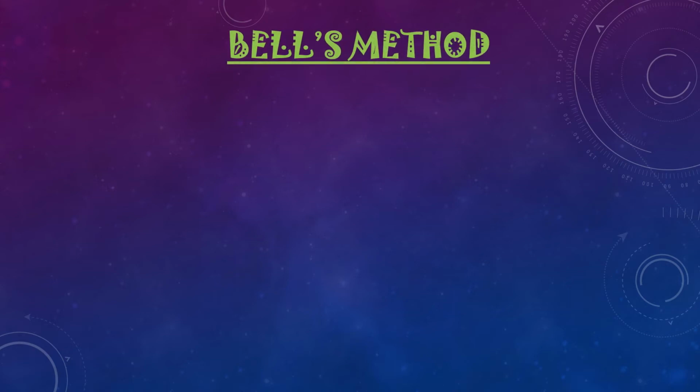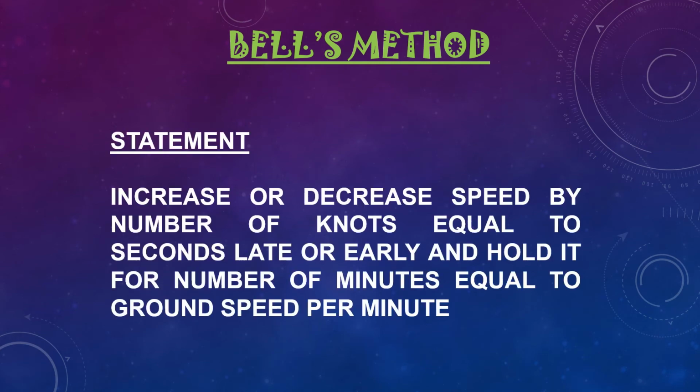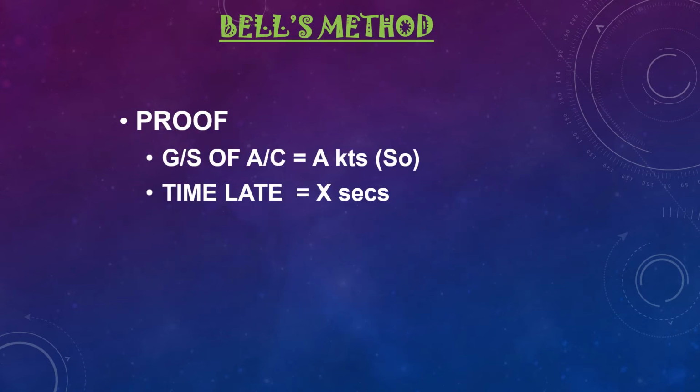Since you are a military aviator, you might be flying a tactical routing and might not be sure of the distance to go. Then how do we do timing action? Well, Bell's method to the rescue. Bell's method states that increasing or decreasing speed by an amount in knots equal to seconds late or early and holding it for a number of minutes equal to the basic ground speed per minute will cater for the timing error. Don't believe me until I prove it.